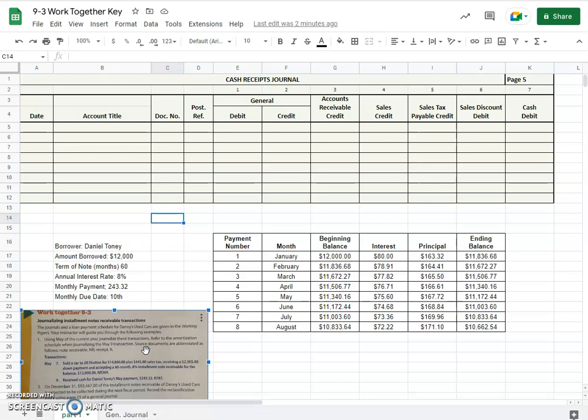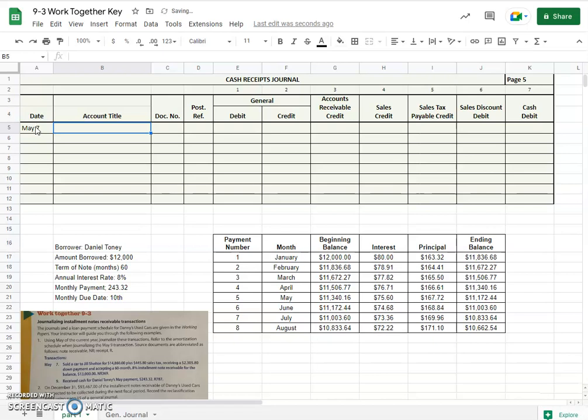Okay. Using May of the current year, journalize these transactions. Refer to the amortization schedule when journalizing the May 9th transaction. Source documents are abbreviated as follows: a notes receivable is NR and a receipt is an R. So our first transaction is going to be on May 7th.